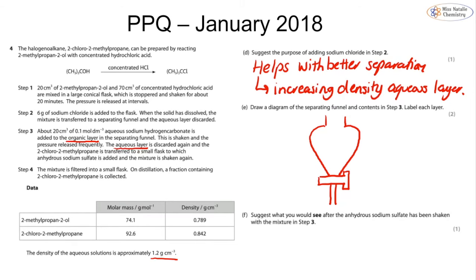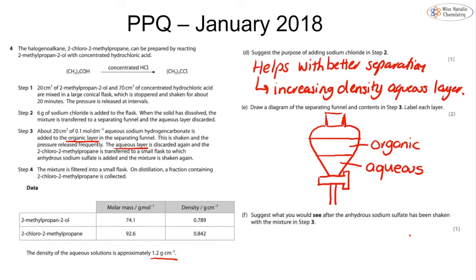And then the second mark is looking for the layers. You can show the bung, but you do not have to. It's probably good practice to show it. The second mark is showing the layers. So we have 2 layers here, and of course we have to make sure that we label them. So our top layer is our organic layer because it has the lower density, and the bottom layer is our aqueous layer because it has the higher density.